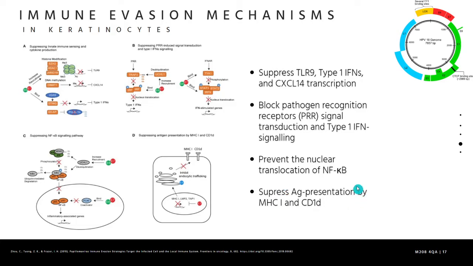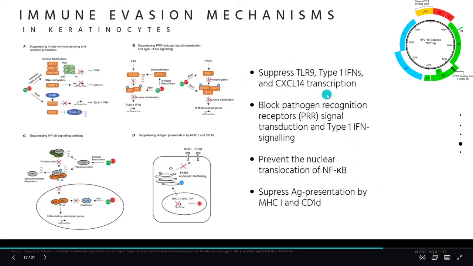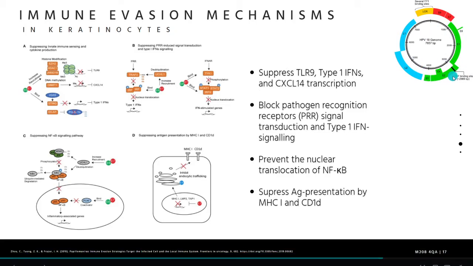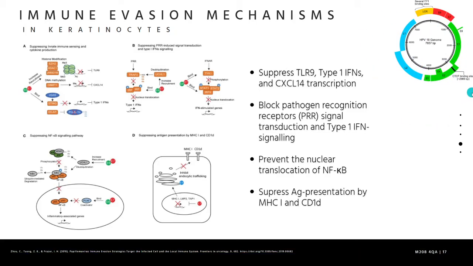And lastly, HPV can suppress antigen presentation by MHC class 1 and CD1D because they interact with the MHC1 promoter site, and they can block the transport of MHC and CD1D proteins to the cell surface. And this is how they can avoid detection by cytotoxic T lymphocytes. And all of these are mediated by the oncoproteins we talked about earlier, E6 and E7, and then E5 also.